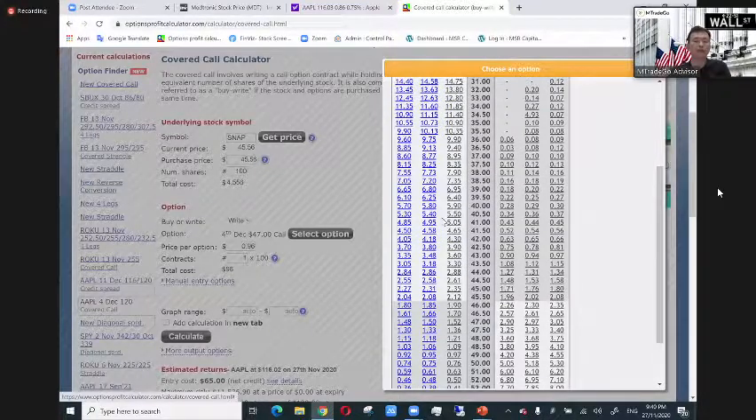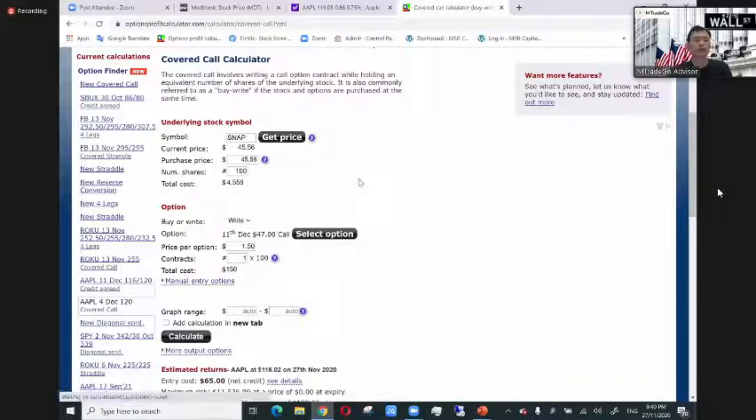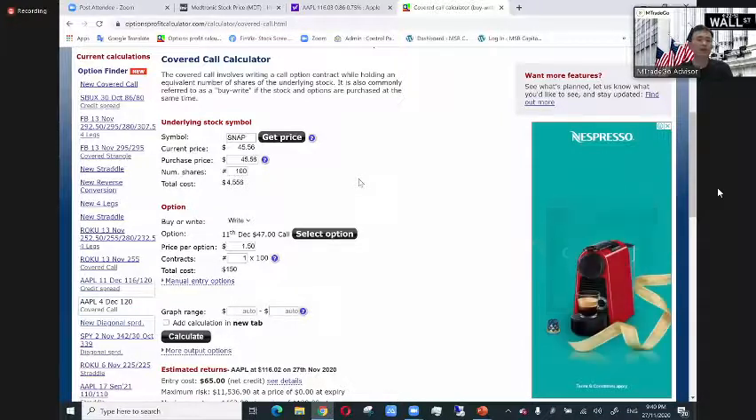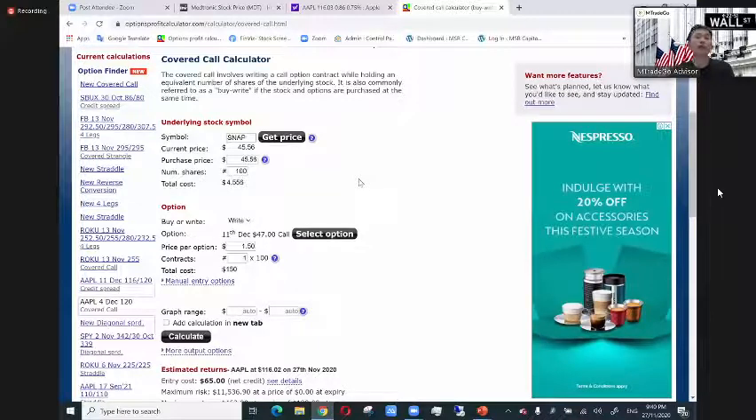Okay, so 150. Now what happens in the scenario? If the stock hits 47, I'll gain 470 minus 456. Just assume you bought the stock at 45 for the sake of calculation, very easy. So with $2 it will be 200 plus 150, the option premium. Okay, so your percentage you can calculate. It's not bad. So that's for covered call.